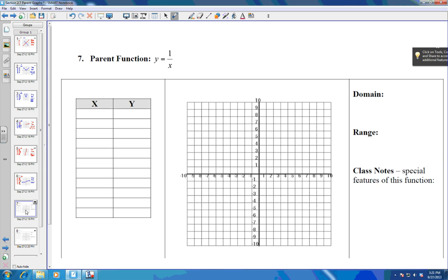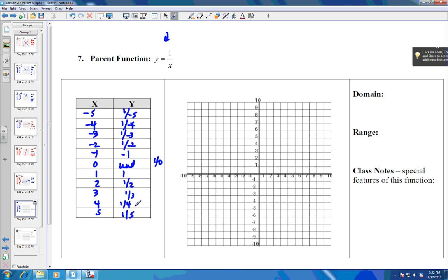All right, number 7. Parent function y equals 1 over x. So -5, -4, -3, -2, -1, 0, 1, 2, 3, 4, 5. All right, so when I plug these into this equation, I get 1 over -5, 1 over -4, 1 over -3, 1 over -2, -1. This one, I can't put 0 on the bottom. That's undefined. Then I'm going to have 1, 1/2, 1/3, 1/4, 1/5.